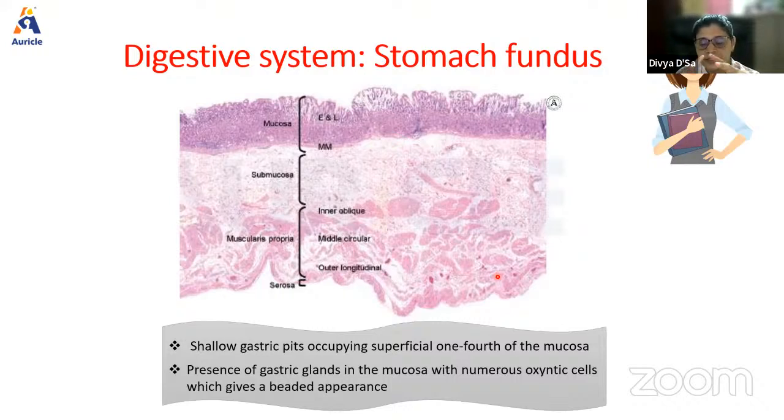Same way, this oblique muscle, when it contracts, it will churn the stomach, and that will help in the proper mixing of the bolus with all the gastric juices. Okay. And the last layer here will be the serosa.